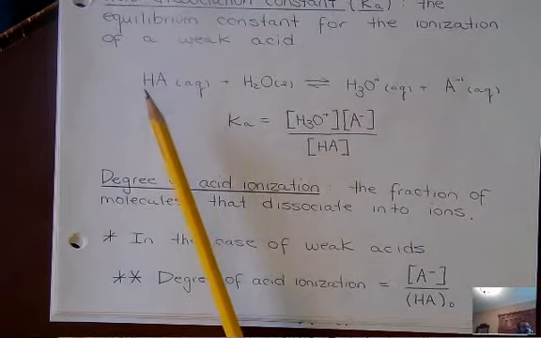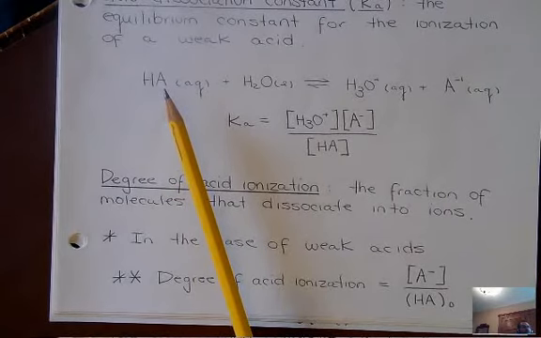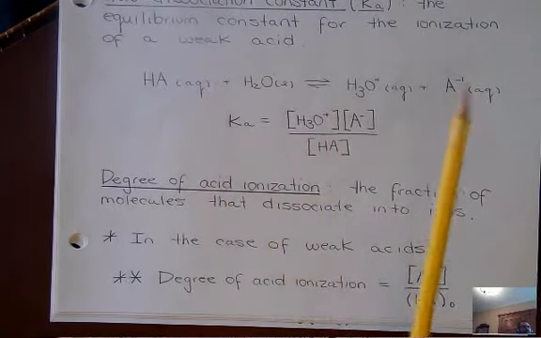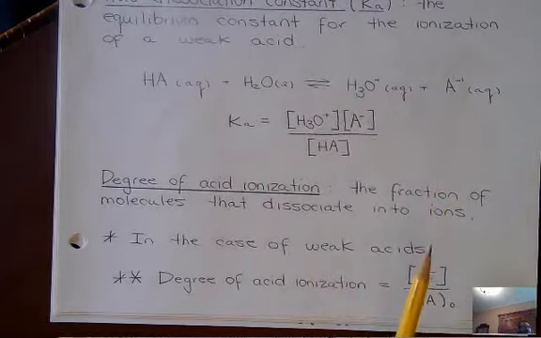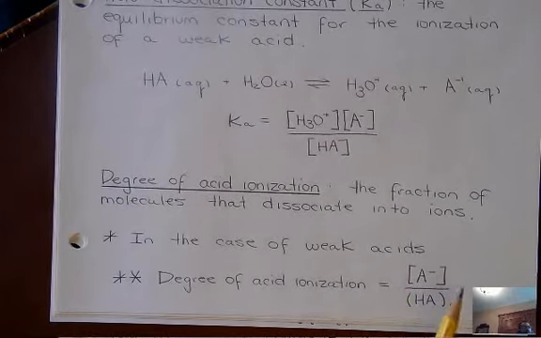So let's say I started with a 0.15 molar solution of HA, and it was a strong acid and completely dissociated. Then I'd get the same exact amount of A minus. So this would be 0.15 up here divided by 0.15, and I'd get 1. So 100% ionization is a degree of ionization of 1.